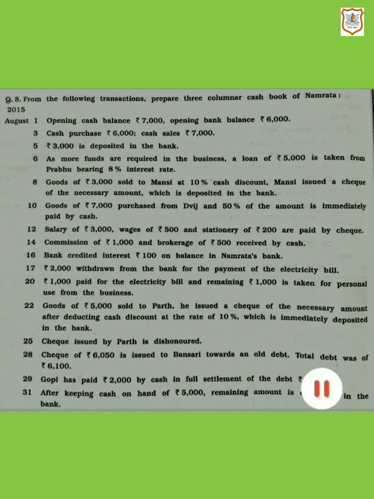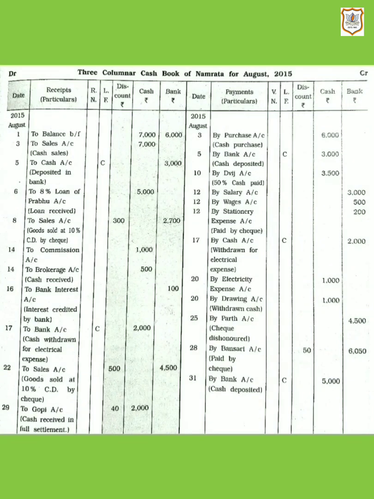So let's start. So here is the 3-columnar cash book of Namrata for August 2015. A 3-column or triple column cash book is a cash book which has 3 columns on each side. 1 column to record discount, here you can see. Then another to record cash transactions and yet another to record bank transactions.